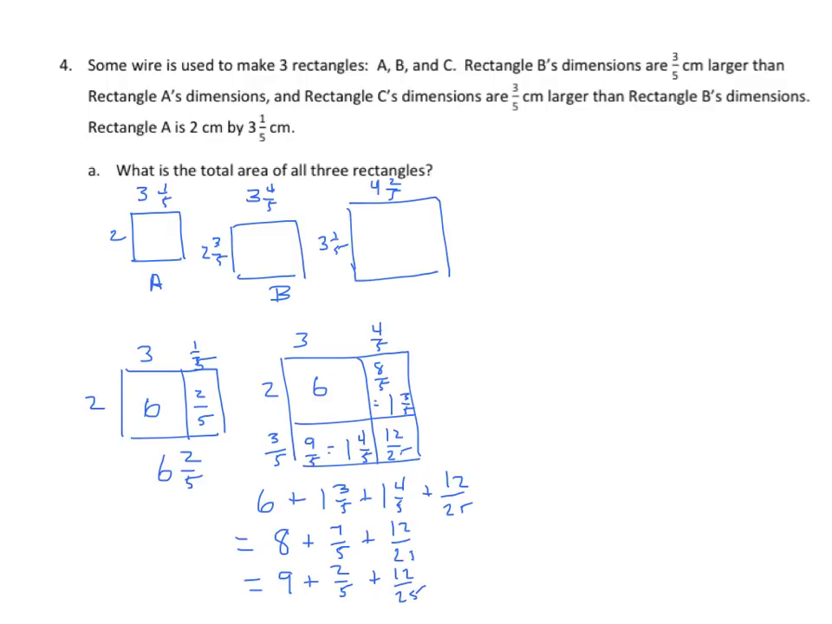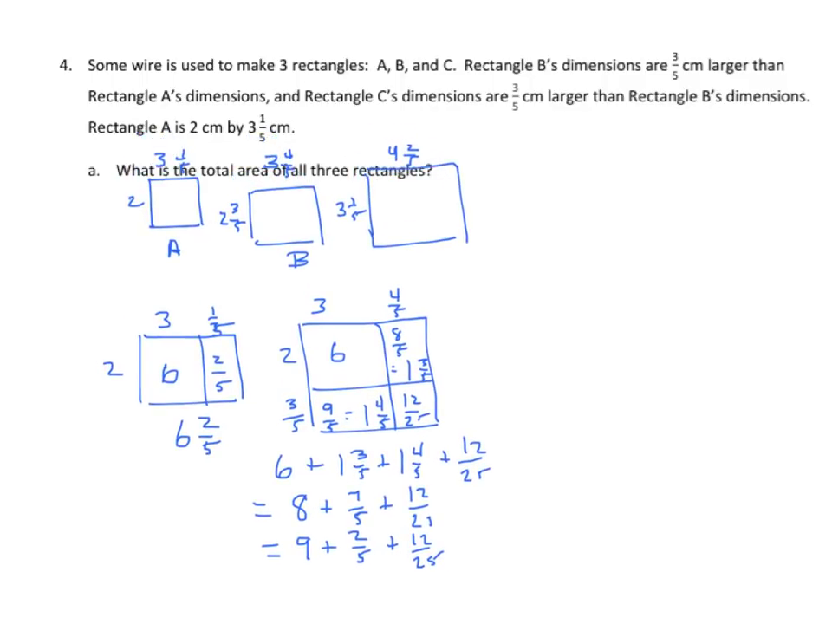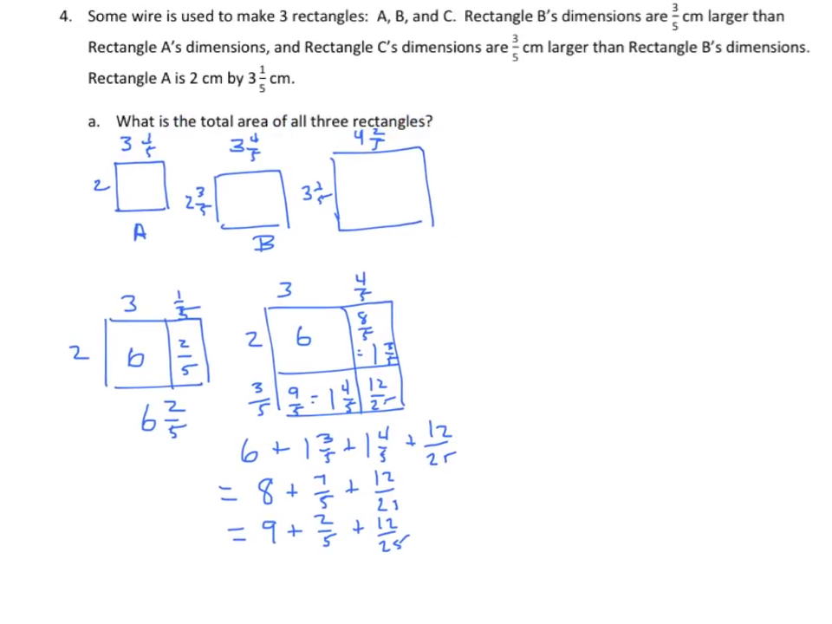Okay, now I need to combine my fractions. I have unlike denominators, so we're going to have to find our common denominator. We'll move this a little bit. And we will continue. 2/5 becomes how many 25ths? It would be 10/25, plus 12/25. And that equals 9 and 22/25. Okay, and these are centimeters squared.